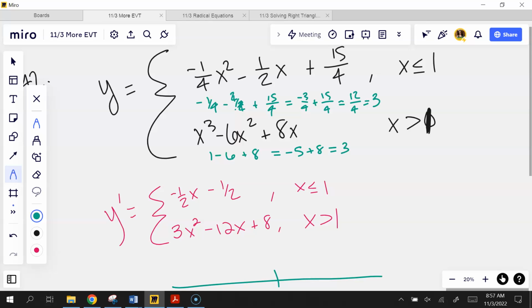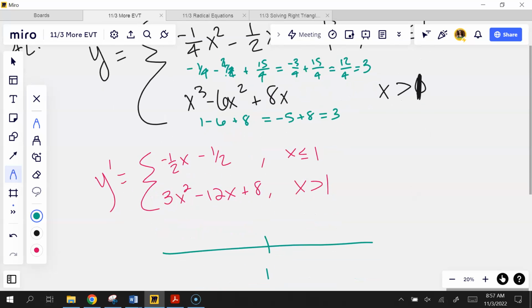Okay, let's set the derivative equal to 0. Where does this equal 0? -1. That one's easy, right? -1.